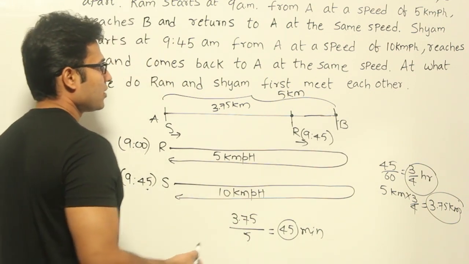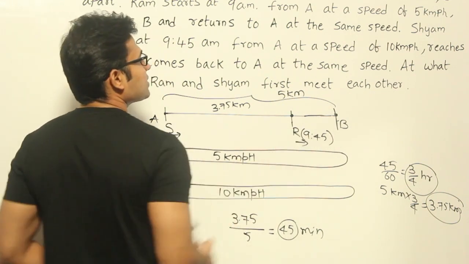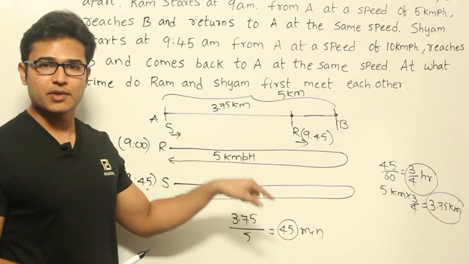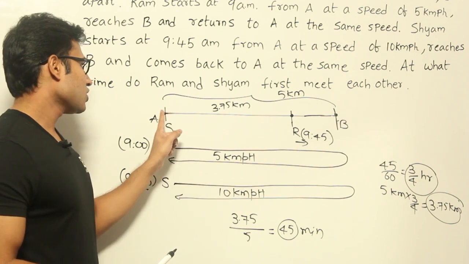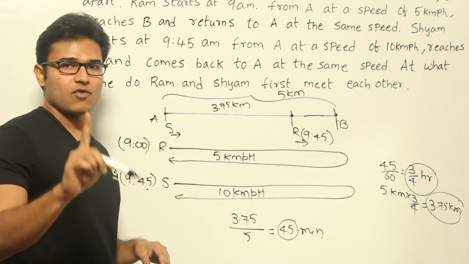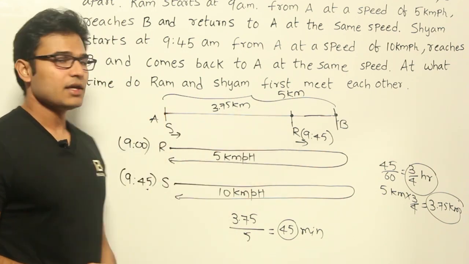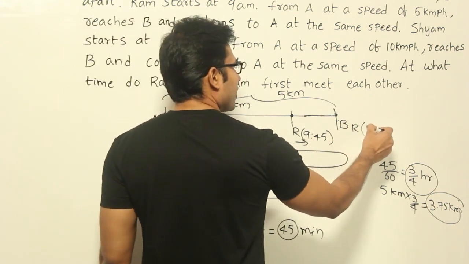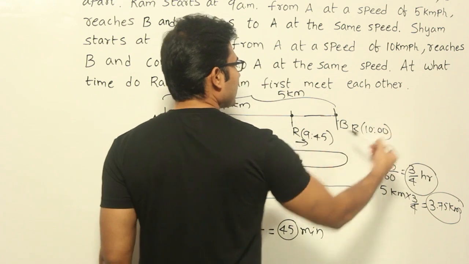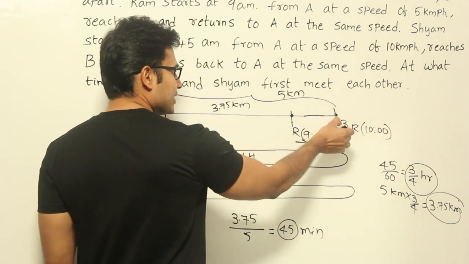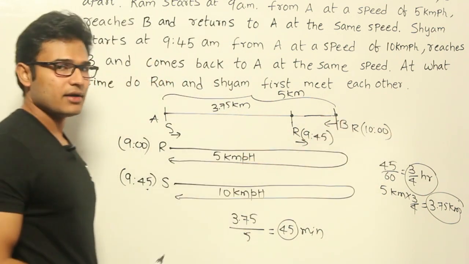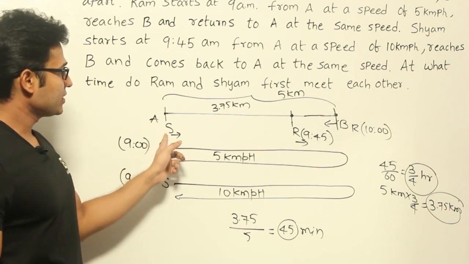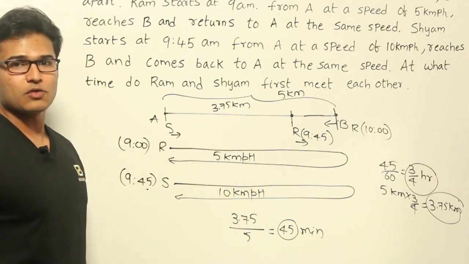So in order to find it out, the total distance is 5 kilometers and he is running at a speed of 5 kilometers per hour. Therefore, if Ram starts at 9 a.m., it will take him 1 hour to reach B, right? So Ram will be here at 10 o'clock, at 10 a.m., and he will be changing the direction, right? And Shyam will be here at 10. Okay, now let's see where Shyam will be by 10 o'clock.